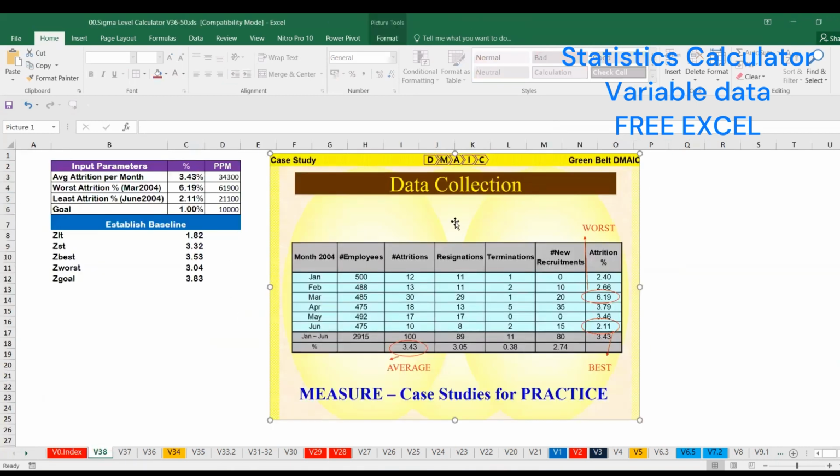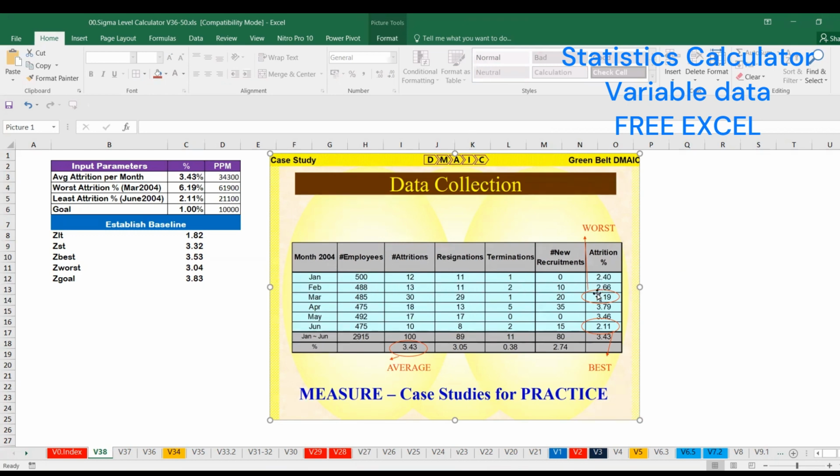So this is the case study, and this is coming from the measure phase. This is just a simulation project, which you will usually find when you go for Green Belt, similar case studies. This case study is for 2004, with the number of employees and attrition, that is, how many resignations, meaning leaving the organization, and in terms of percentage, this is the one.